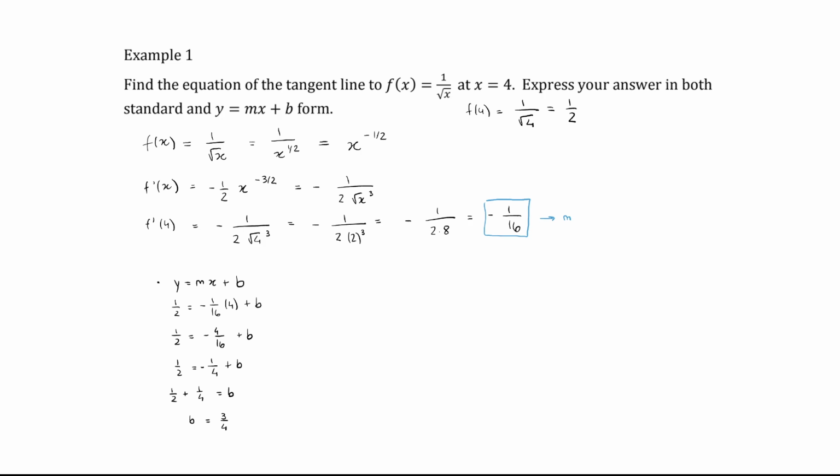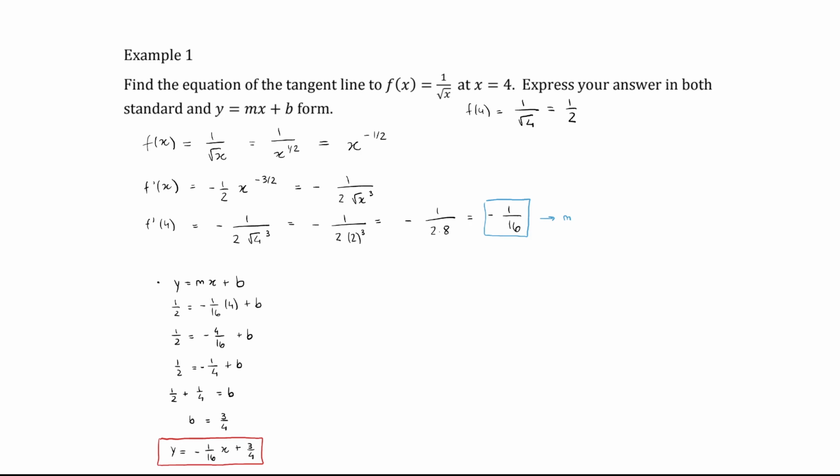Putting all of this together then, we have that y is equal to negative 1 over 16 x plus 3 over 4. And this is going to be our final equation of the line. Now, this is the equation of the tangent line in the form y is equal to mx plus b, right? But we were also asked to find the equation of the tangent line in standard form.